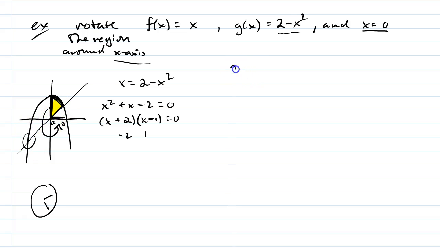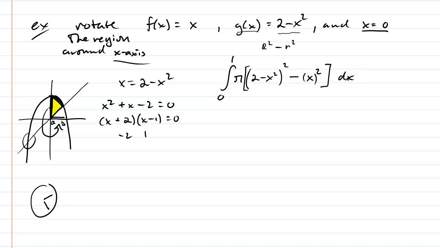So let's set up the integral. 0 to 1, pi. Now it's going to be big R squared minus little r squared. And the function that is above, the big R, would be g of x. So right here we're going to be doing 2 minus x squared, squared, minus little r, which is just x, so that would be x squared, dx.